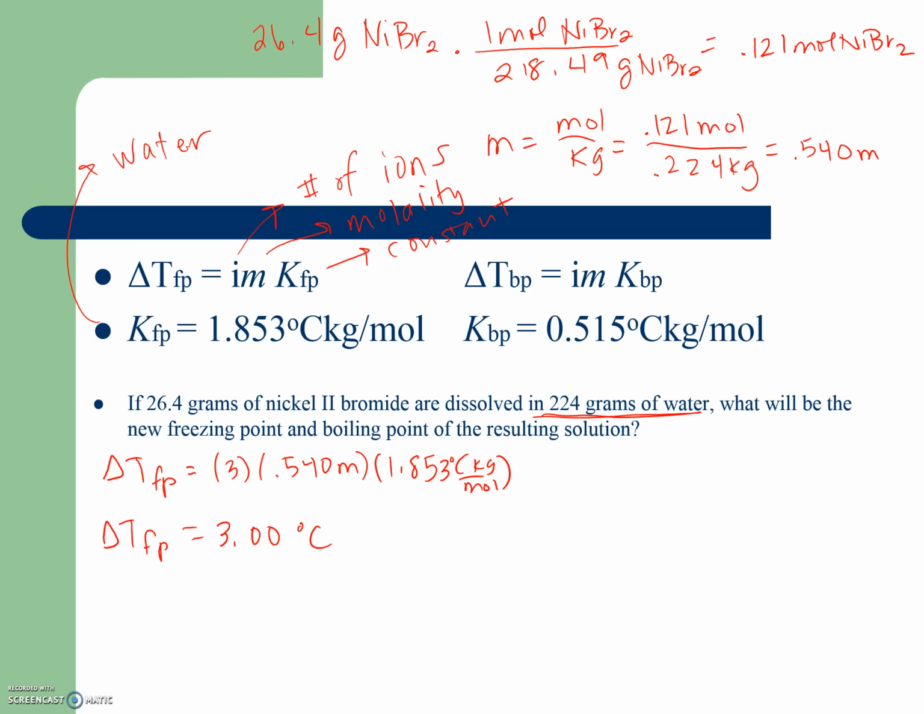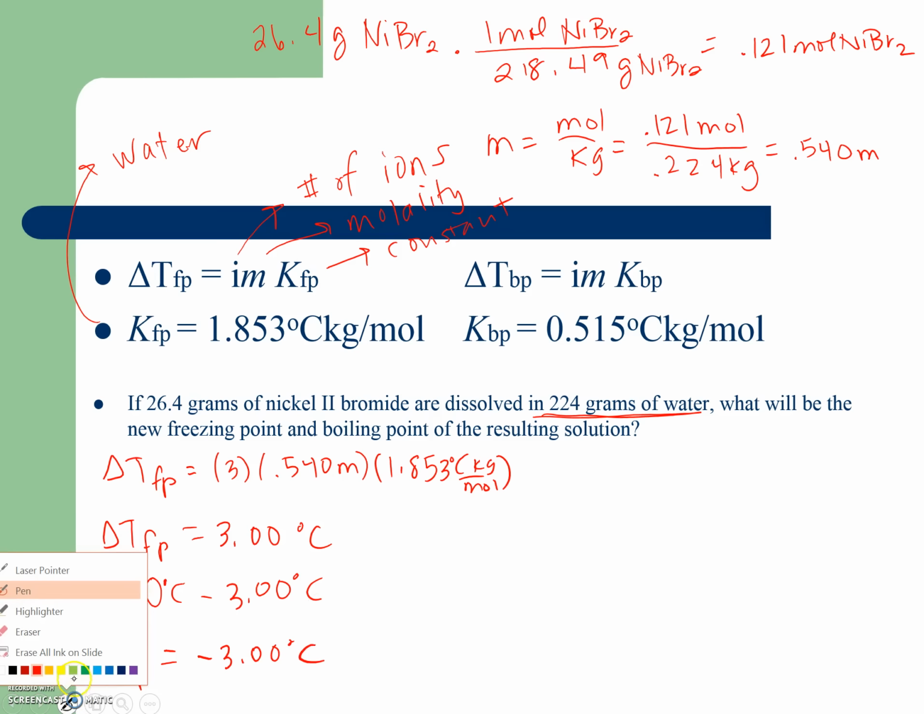Does the water freeze at 3 degrees Celsius? No. There's always one more step that just shows up. We have to take whatever our freezing point of our substance is. So we have 0 degrees Celsius, and we're going to subtract the 3 degrees Celsius. So my freezing point, not the change in it, is negative 3.00 degrees Celsius.